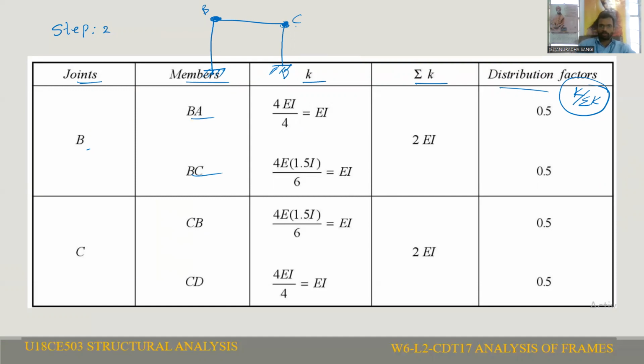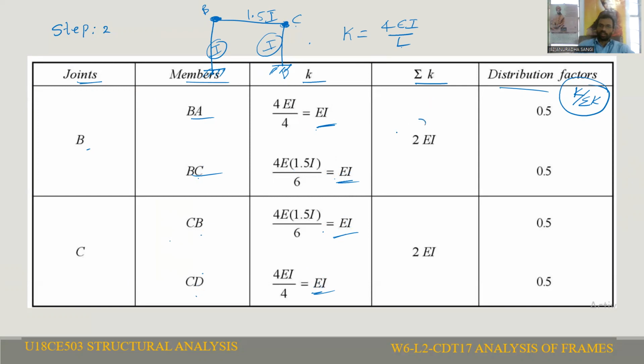We know all the supports are fixed supports. The stiffness of member K is equal to 4EI by L. Substitute the I value and L value in this equation. For AB span I is equal to I, for DC span I is equal to I, and only for BC span I is equal to 1.5 I. You substitute these values and calculate the member stiffness. So all are EI. Member stiffness KBA is equal to EI, KBC is equal to EI, KCB is equal to EI, KCD is also EI.